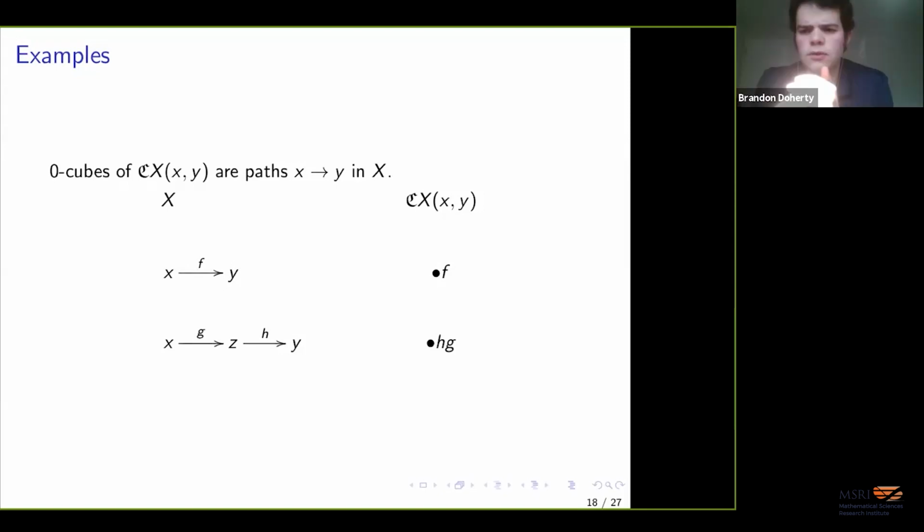So 0-cubes are easy to understand. They correspond to necklaces where all the beads are of dimension 1. In other words, these are paths from x to y in the simplicial set X. So here are a couple of small examples. If we just have an edge from x to y, say f, as I've drawn it here, then we get a vertex f in the mapping space from x to y.